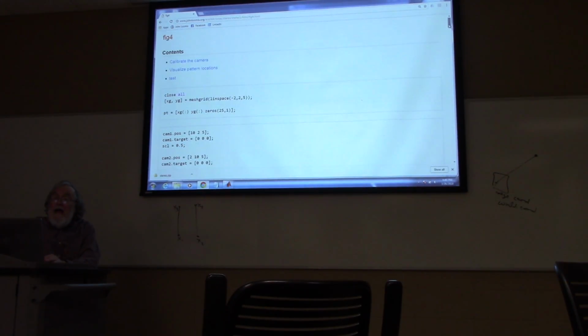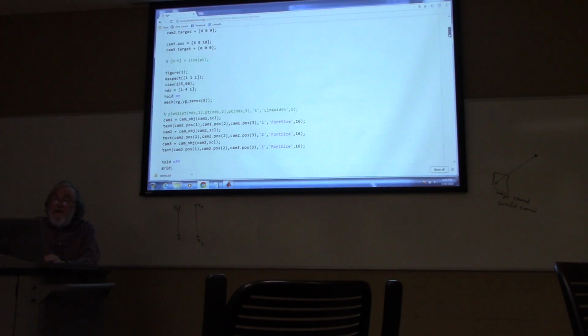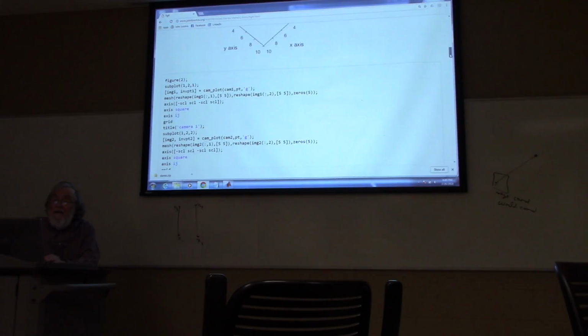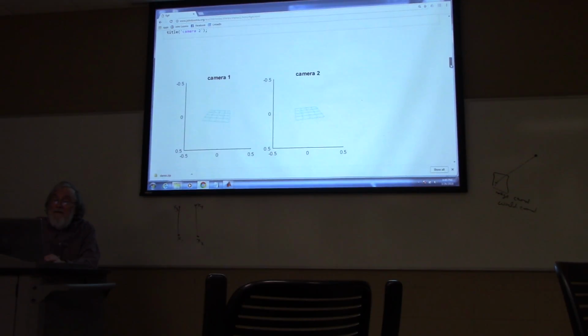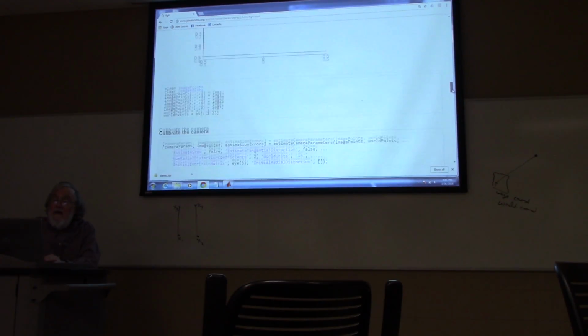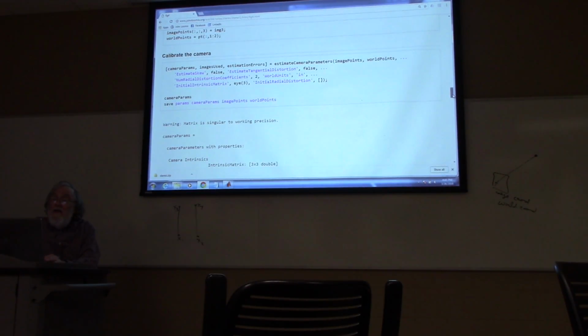Okay, here we have a number of cameras. There they are plotted. So I'm trying to extract the positions. I'm not sure why that matrix is singular.